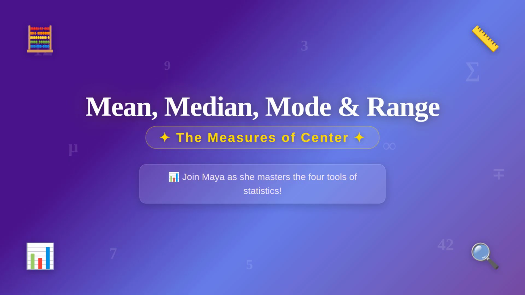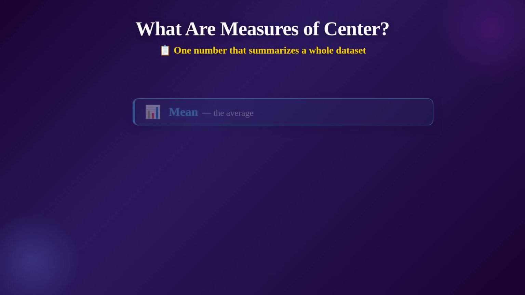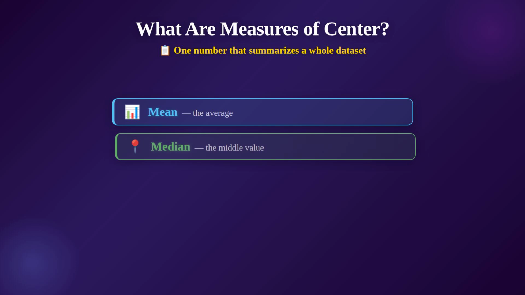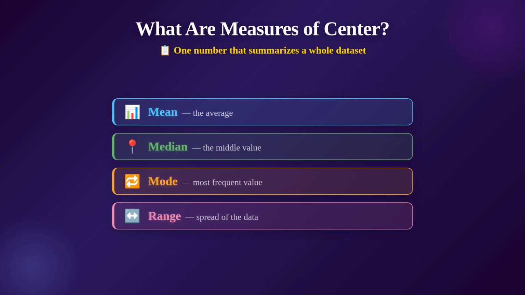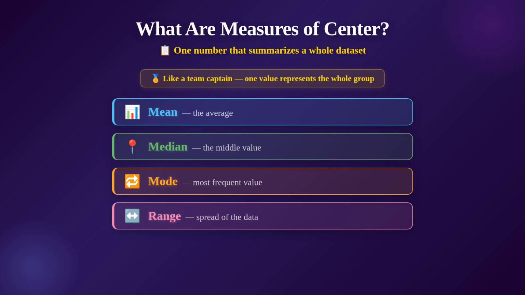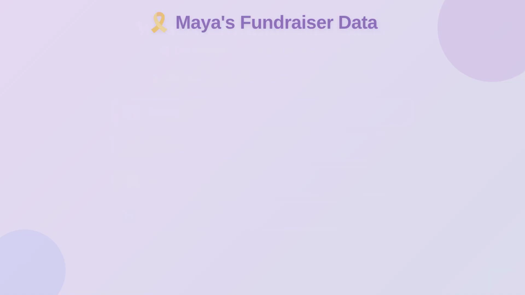Let's go. So Maya sits down with her fundraiser list and thinks, okay, I have all these numbers, but what do they actually tell me? That's exactly the question Measures of Center answer. They give us one number that summarizes a whole set of data. Think of it like a team captain, one person who represents the whole group. We have 4 tools: the mean, the median, the mode, and the range. Each one tells us something slightly different, and together they paint the full picture.